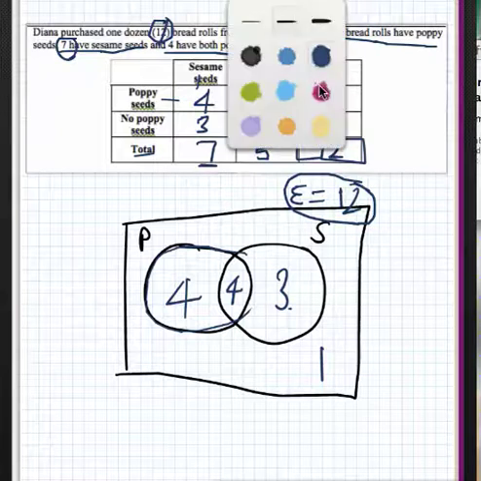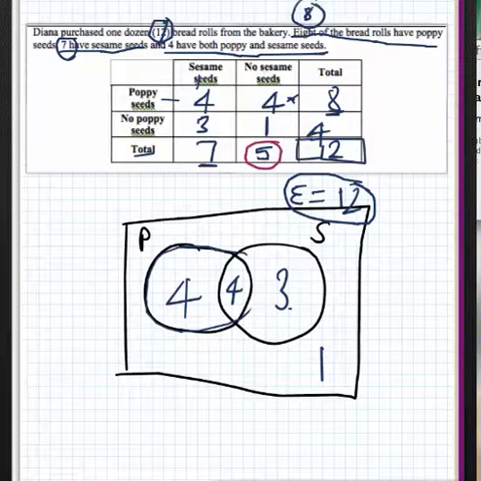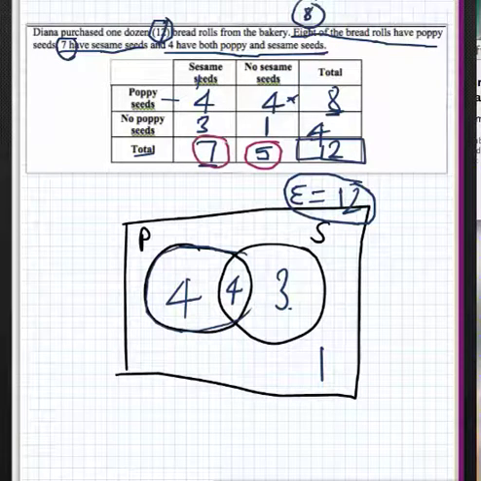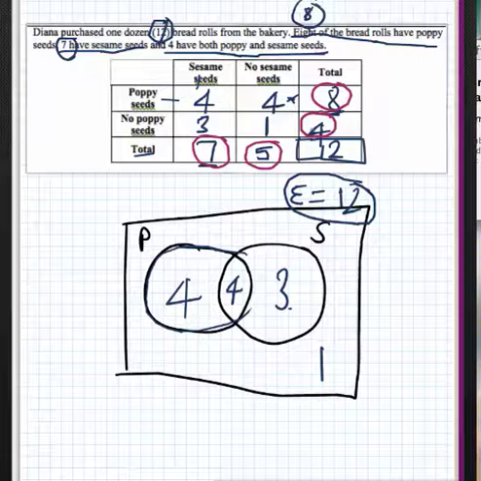Now, it's important to understand what this 5 means. This 5 means there are a total of 5 rows that have no sesame seeds. This 7 means in total there are 7 rows that have sesame seeds. 8 means there are a total of 8 with poppy seeds. And this 4 means there are a total of 4 without any poppy seeds.